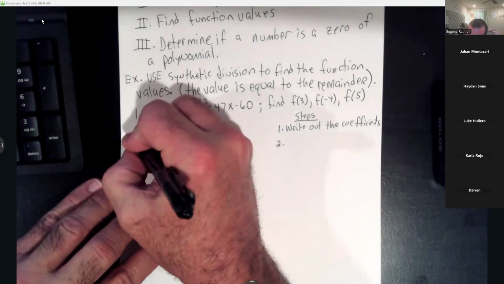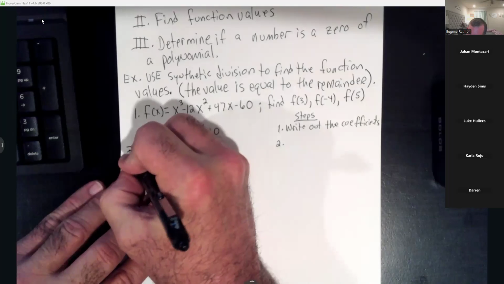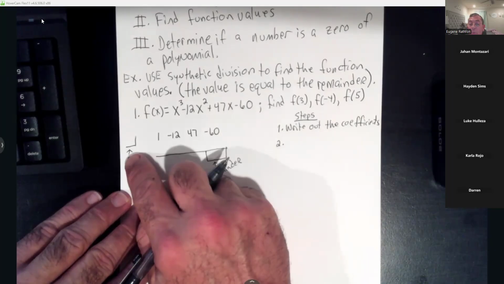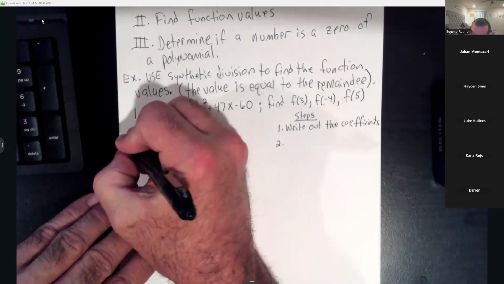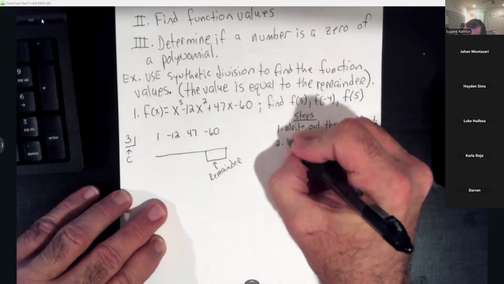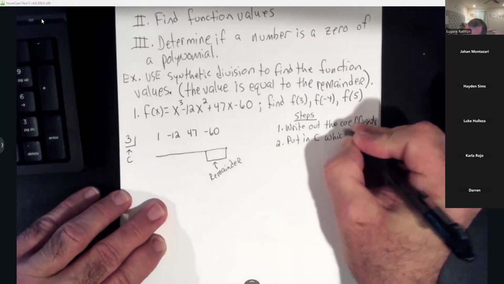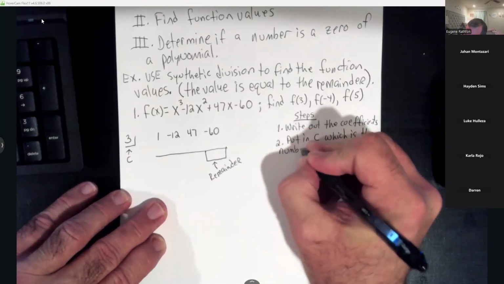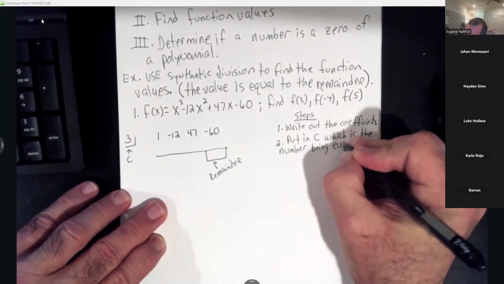All right, now this number here we call C. That's the number we're evaluating. So for this problem, they want me to find f of 3. So that means my C will be 3. So the second step, put in C, which is the number being evaluated.